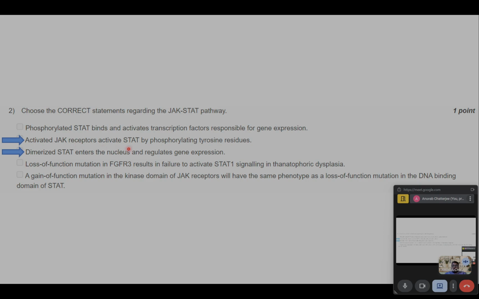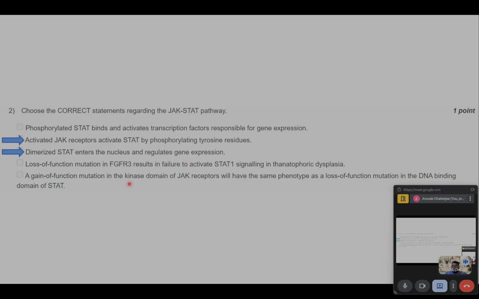Activated JAK receptors activate STAT by phosphorylating tyrosine residues. This is true. STAT is phosphorylated at the tyrosine residues. Dimerized STAT enters the nucleus and regulates gene expression. True again. Loss of function of FGFR3 results in failure to activate STAT1 signaling in thanatophoric dysplasia, which is not true. We just saw that it is a gain of function mutation which always activates STAT1, which causes premature suppression of chondrocyte proliferation, which causes thanatophoric dysplasia. So this option is not correct.